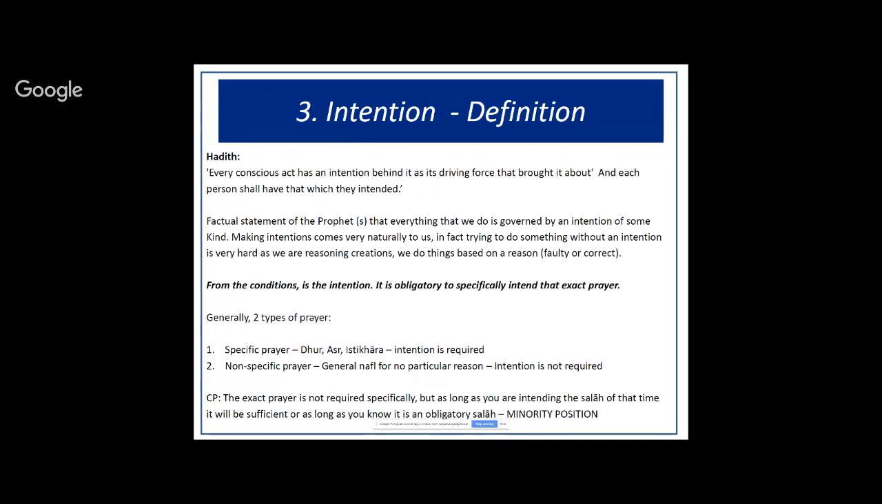We may have blinked, or sorry, that's not a good example so much, but let's say we blew our nose. Why do we blow our nose? Because something was stuck there, something was irritating. There was a reason for the action. Every single thing that we do has a reason behind it, because we are reasoning creations, that we do things based on reason. Now, that reason may be faulty or correct. That's not the point. The point is everything we do has a reason behind it.